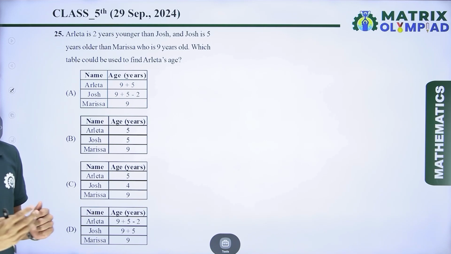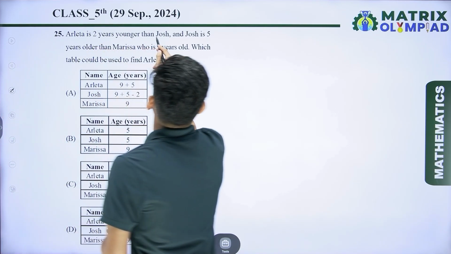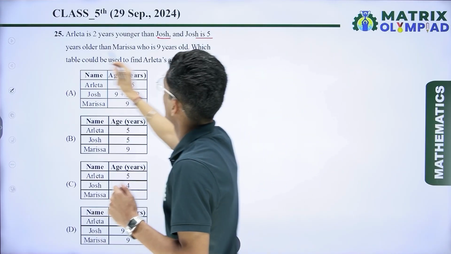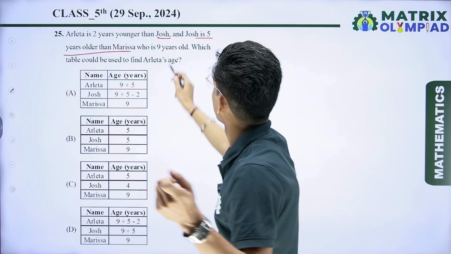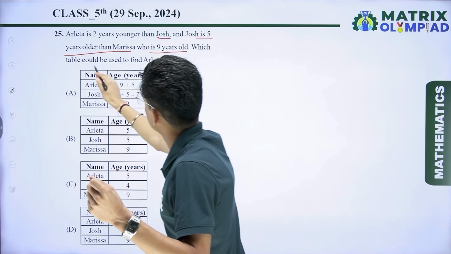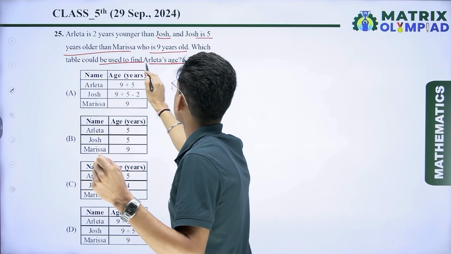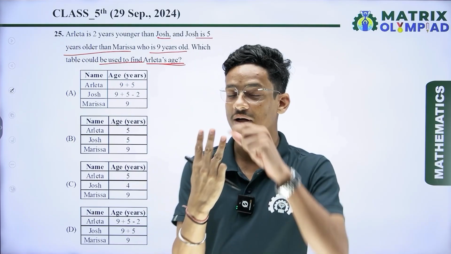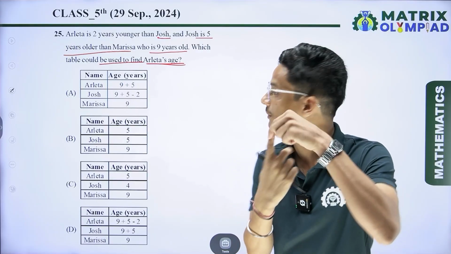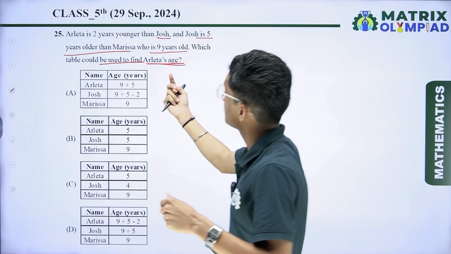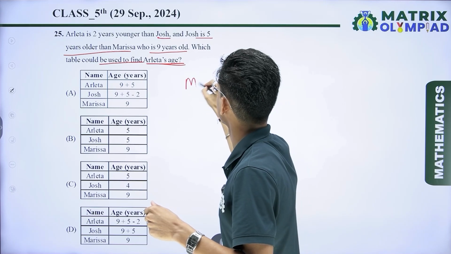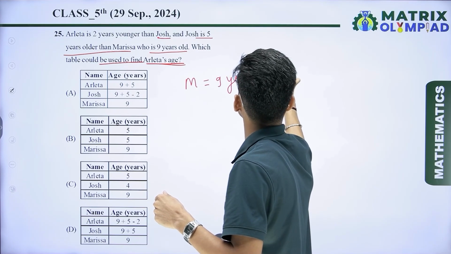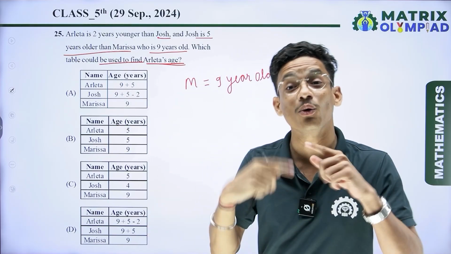Next question: Arlita is 2 years younger than Jose, and Jose is 5 years older than Marisha, who is 9 years old. Which table could be used to find Arlita's age? Let's understand. Here we have 3 friends: first Arlita, second Jose, and third one is Marisha. Marisha's age is 9 years old. And Jose is 5 years older than Marisha.